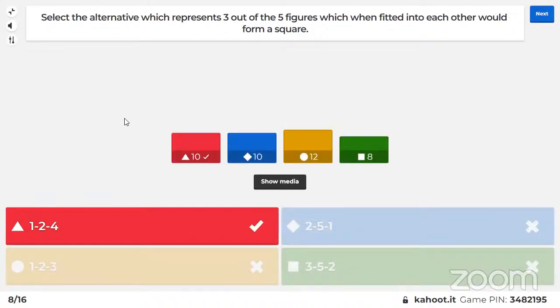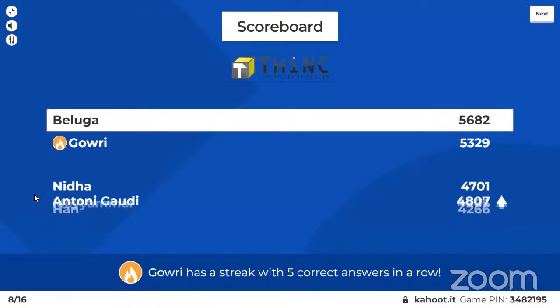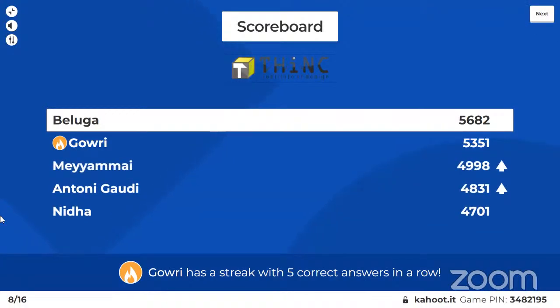All right, time's up. Select the alternative which represents 3 out of 5 figures, which when fitted into each other would form a square. 1, 2, 4 is the correct answer. Kind of a tight competition between all options. Beluga still on top with 5,682 points.